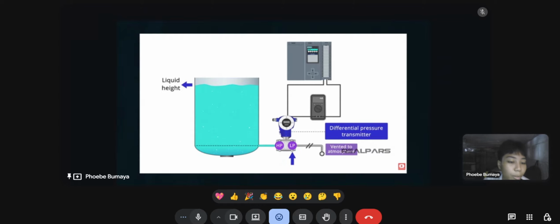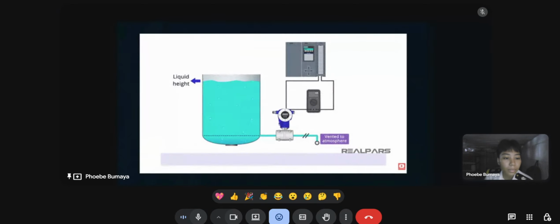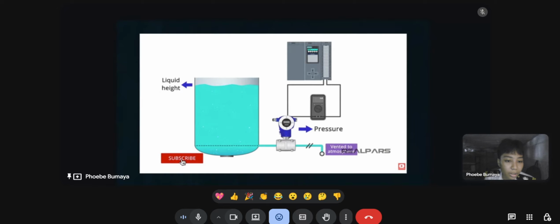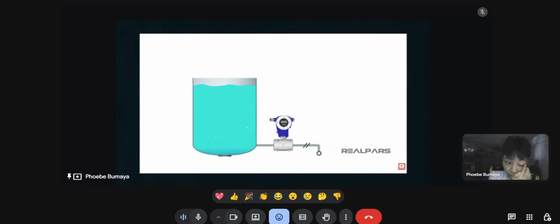The high pressure port is connected at the 0-inch point, and the low pressure port is vented to atmosphere. We said that pressure in inches of water is equal to the relative density of the liquid multiplied by the height of the surface of the liquid in inches. We can then convert the resulting inches of water pressure value into any scale that you need, such as PSI, kilopascal, or bar.